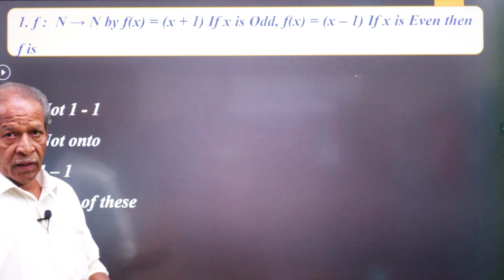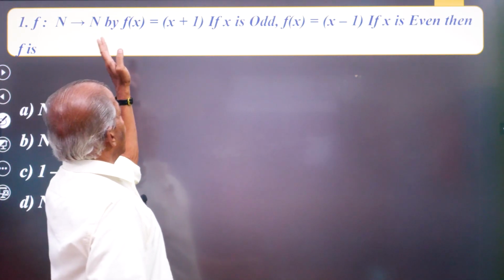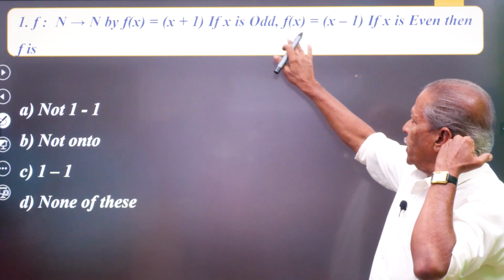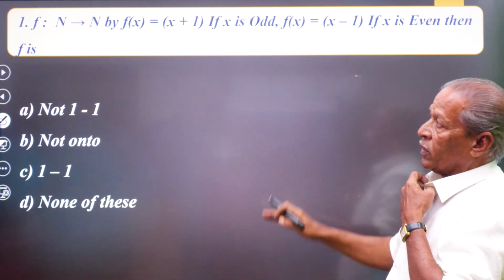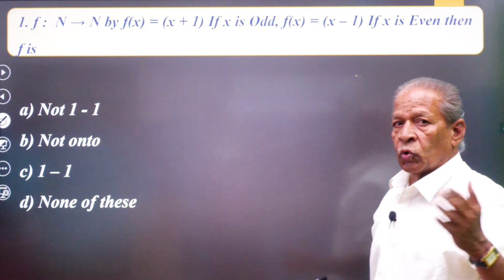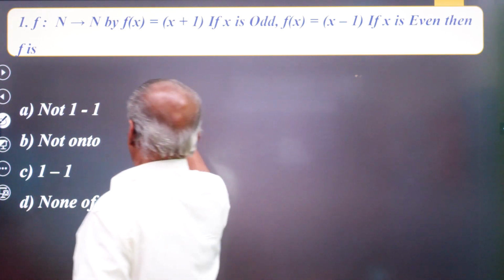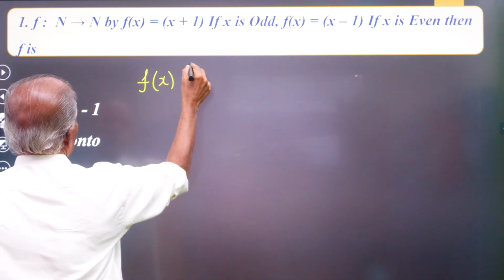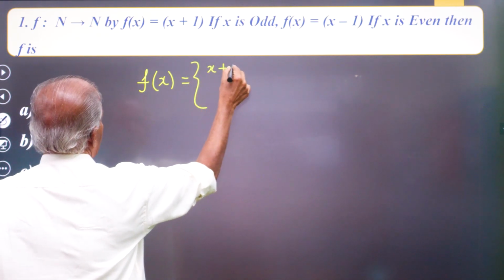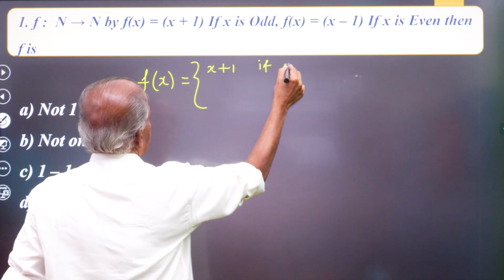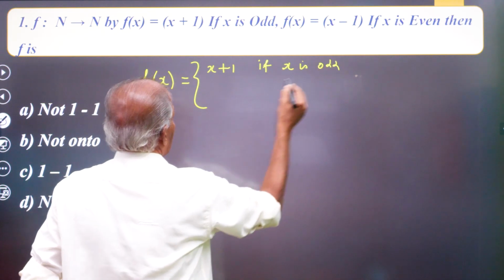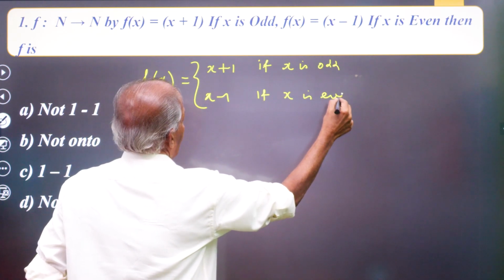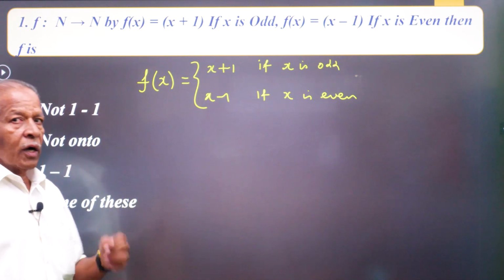Look here, this is the first problem. It's a function from N to N given by f of x equal to x plus 1 if x is odd, and f of x equal to x minus 1 if x is even. Check whether it is one-one and onto. We want to check it is one-one and onto.